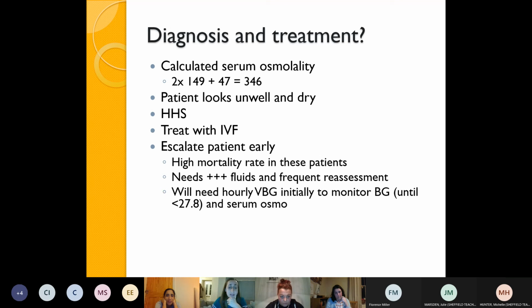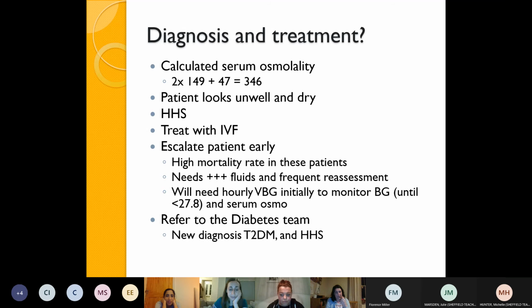So we give her fluids. We escalate early, we give her lots of fluids, and because her blood glucose is so high, we won't be able to monitor it with a blood glucose meter. We need hourly VBGs to see that it's coming down, because remember, when we're doing HHS, we monitor with the blood glucose. We want it to be coming down by about 5 per hour. And we will obviously refer her to the diabetes team.